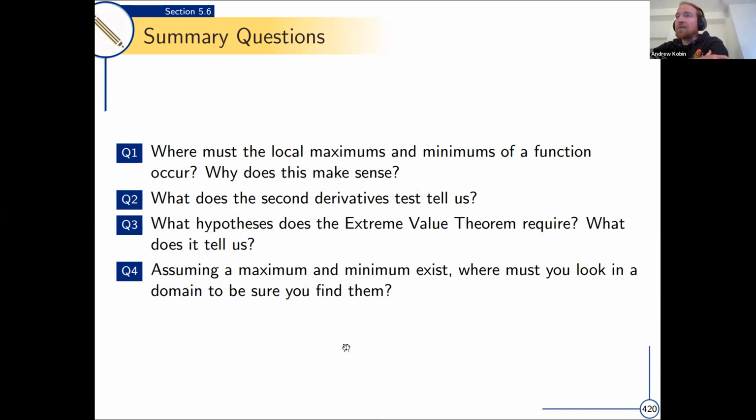So here's some summary questions for you to think about. Where must the local max and min values of a function occur? And why does this make sense? Next, what do the second derivatives, the second partial derivatives, tell us about finding max and min of a function? What hypotheses does the extreme value theorem require? And what do these hypotheses tell us? And finally, assuming a maximum and minimum of a function exist, where must you look in a domain to be sure that you find them?